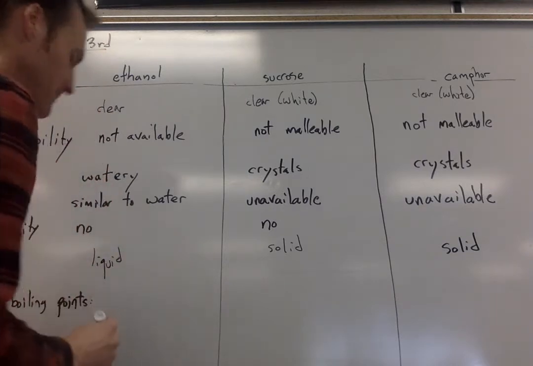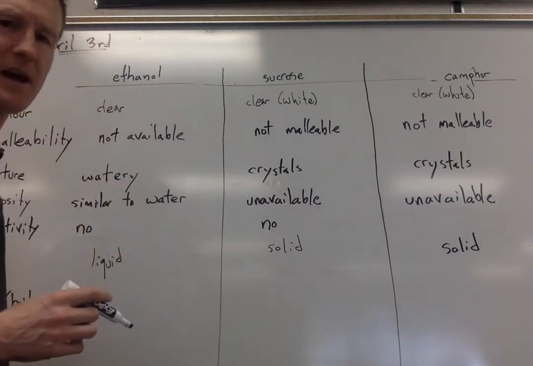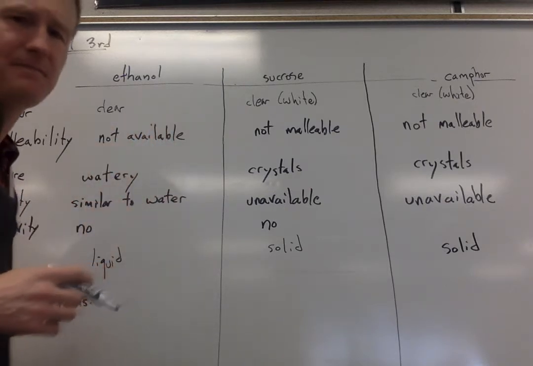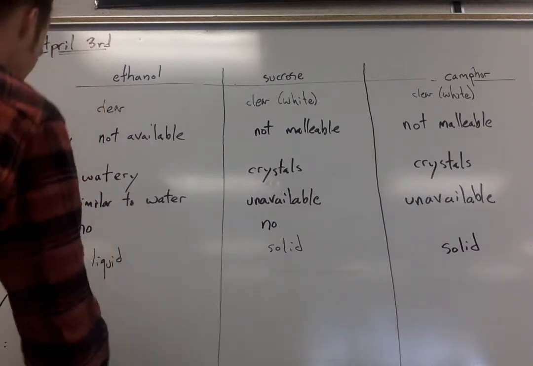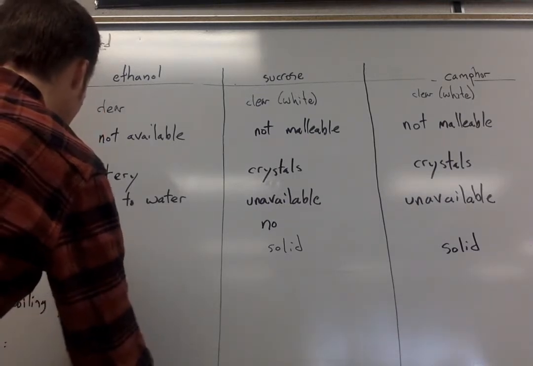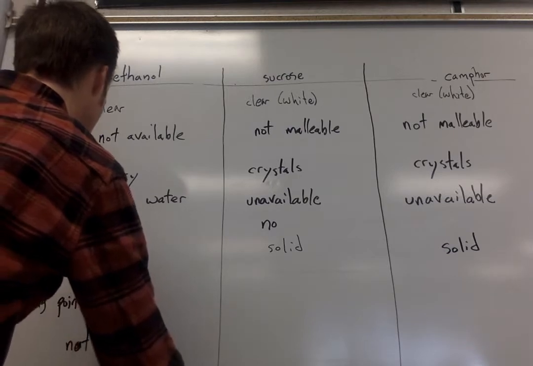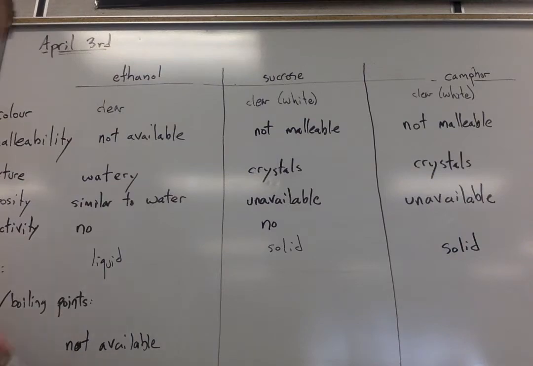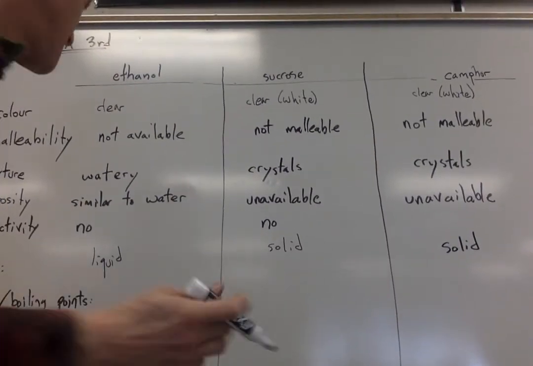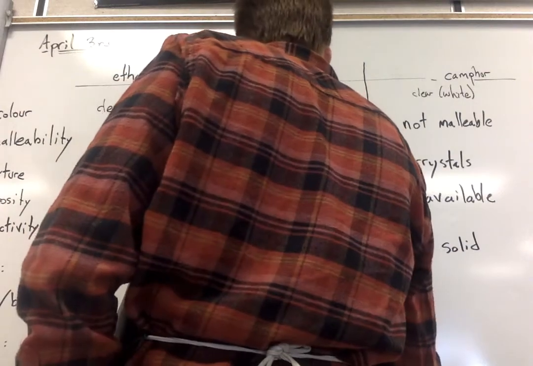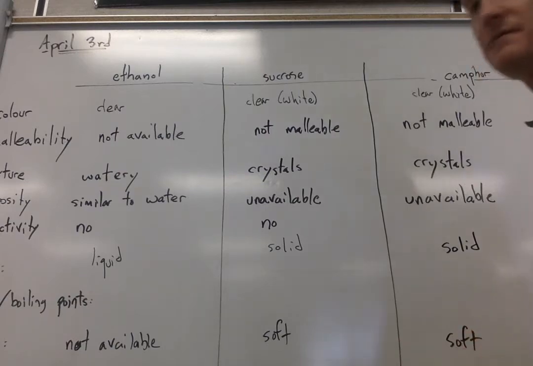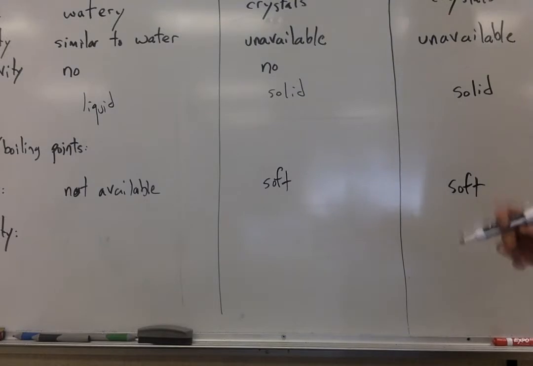Melting and boiling points. You guys are going to do some work. I'm going to have you find the melting and boiling points for ethanol, sucrose, and camphor on the internet. They're all there. Hardness. Ethanol is not available, because we had it only as a liquid. Both sucrose and camphor were soft, because after all, I was able to crush them with my fingernail.